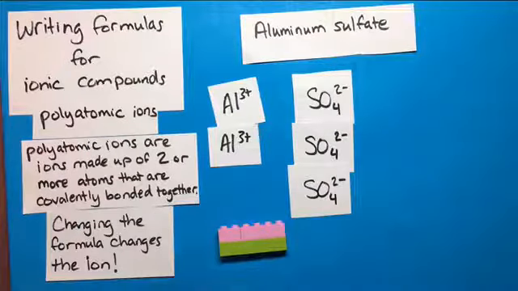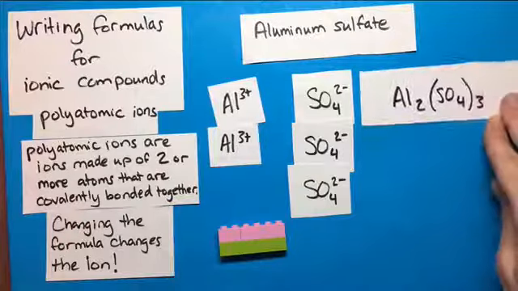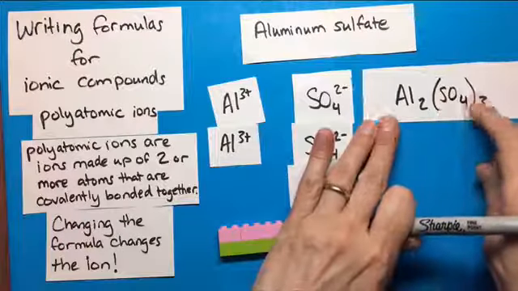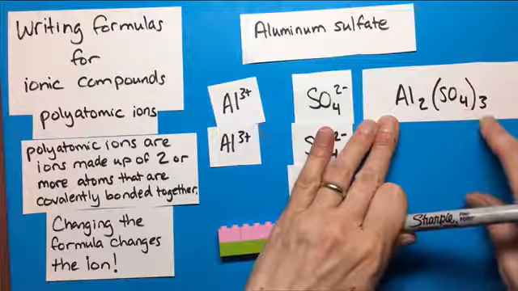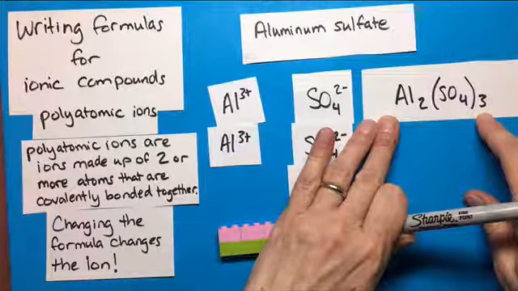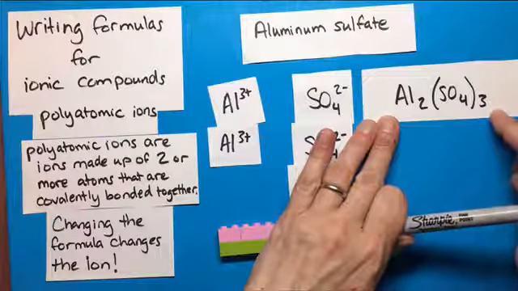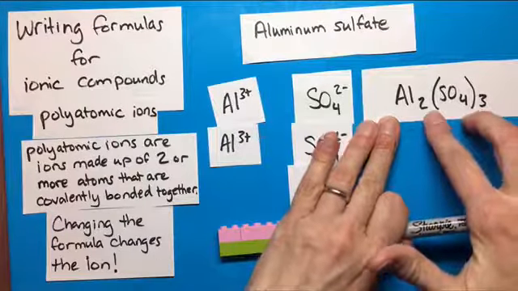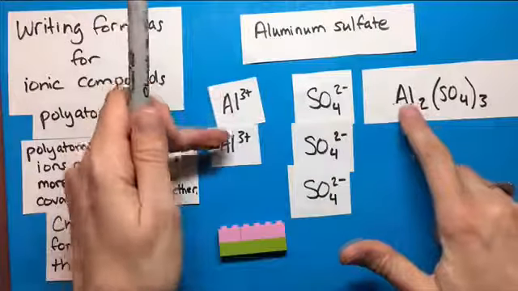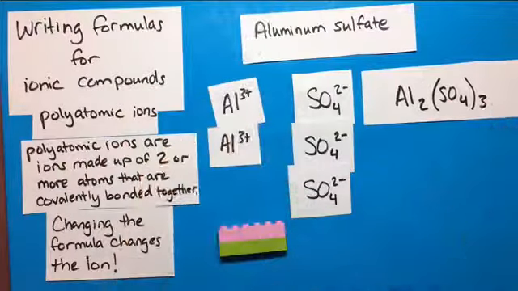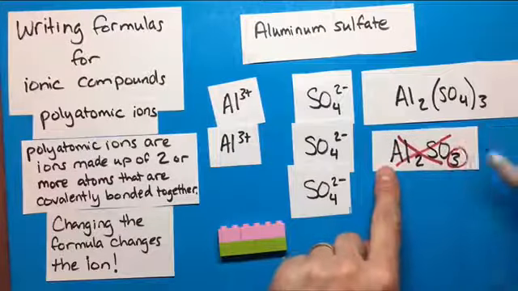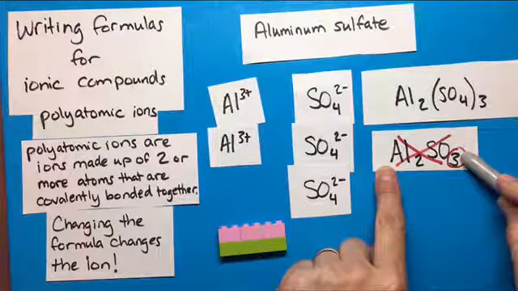So what we do instead is we use parentheses to set aside the polyatomic ion, the sulfate ion. We write the sulfate ion in parentheses, and we put our 3 outside the parentheses to make it clear that there are 3 of this entire ion. So there are 2 aluminum ions and 3 sulfate ions, and this is the correct way to write the formula for aluminum sulfate.